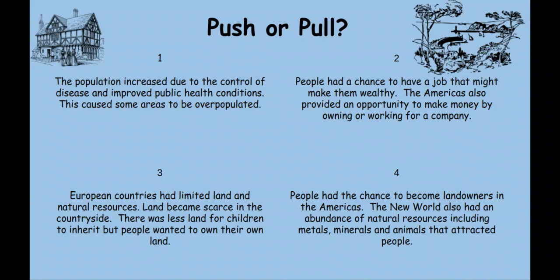Number 4 says, people had the chance to become landowners in the Americas. The New World also had an abundance of natural resources, including metals, minerals, and animals that attracted people. Is that a push or pull factor? It is a pull factor. You are now ready to click Next to take the quiz for this lesson.